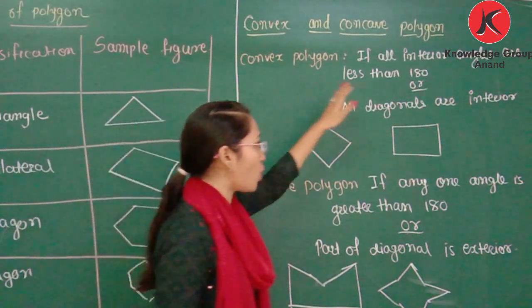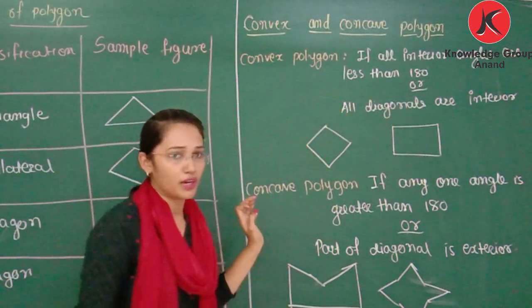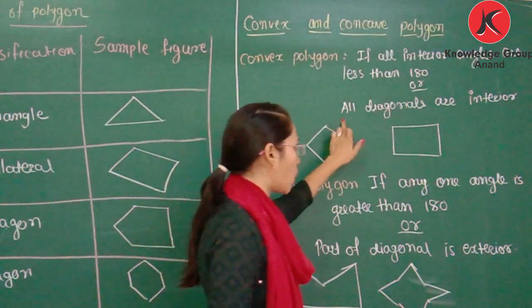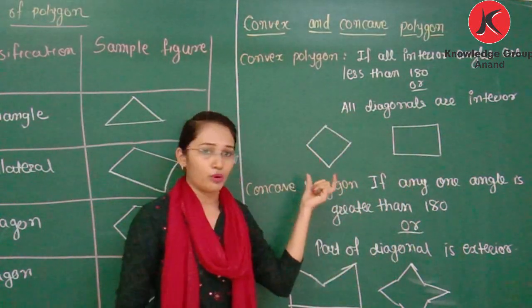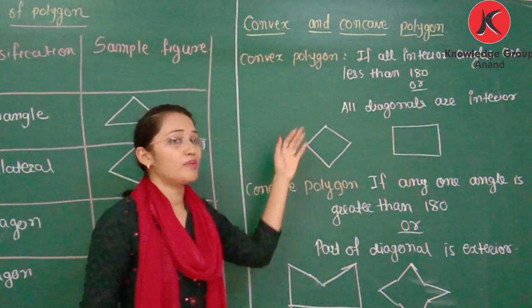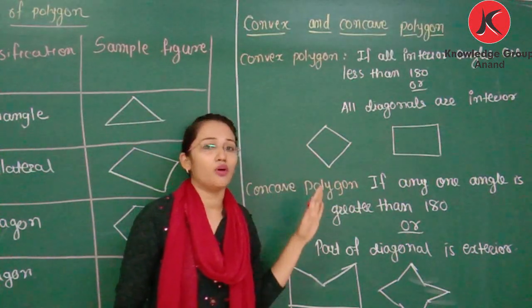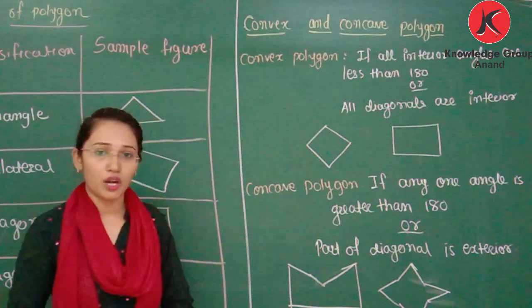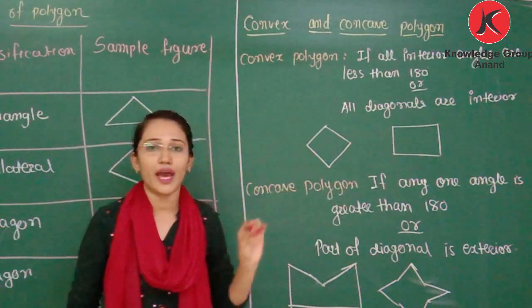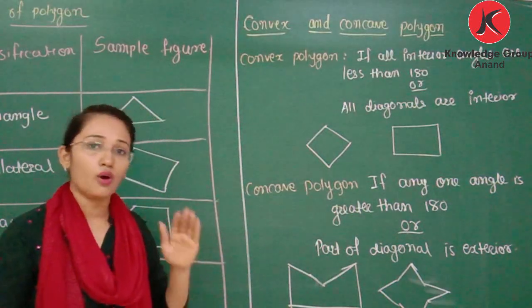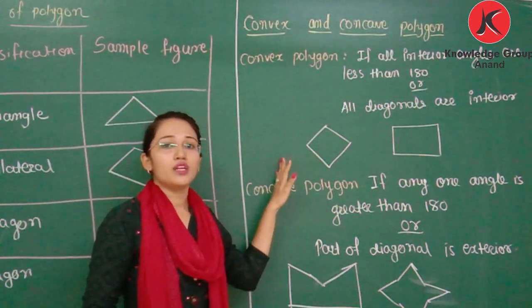That is, if all interior angles are less than 180, or you can write all diagonals are interior. It means that if a shape is given and all its interior angles are less than 180, it can be a convex polygon. Or you can say if diagonals are interior, if you draw any diagonal and it lies inside the polygon, then what do we call it?